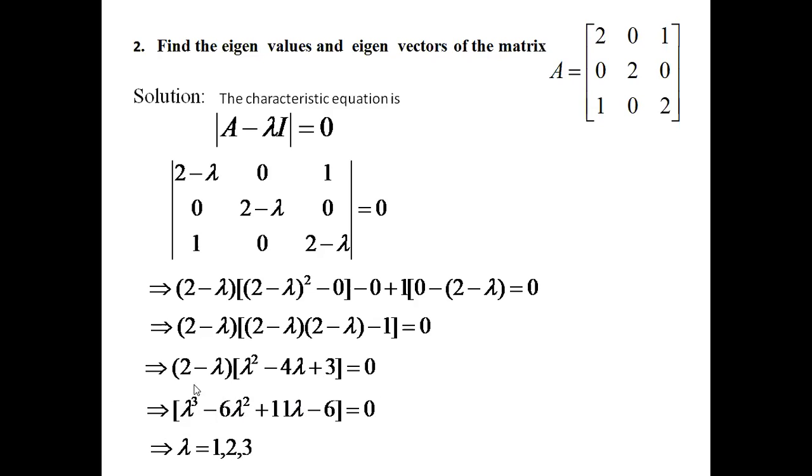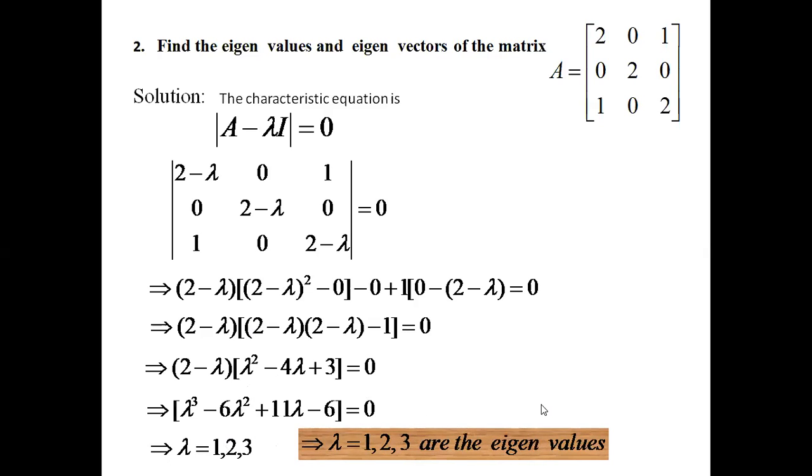So it gives lambda is equal to 1, 2, 3. But in the calculator, first it gives 3, then it gives 1, next it gives 2. But you write in your order. These are the roots. So these roots are the eigenvalues of the matrix. So the eigenvalues of this matrix are 1, 2, 3. First step is over.